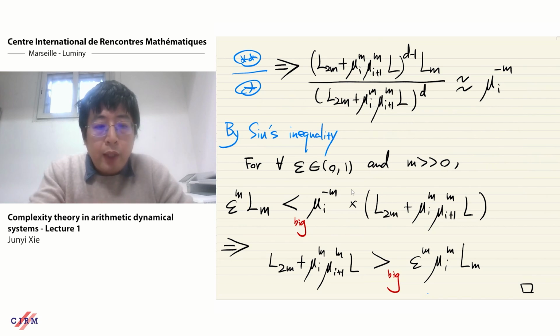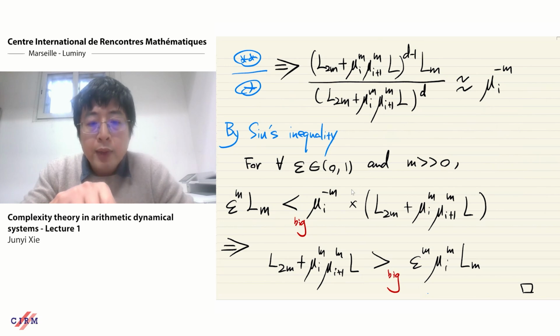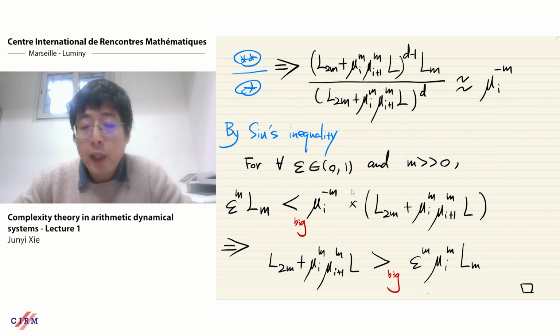we have epsilon mu_i(m) L^d(m) less than mu_i(m) times L^{2}(m) plus mu_i(m) mu_{i+1}(m) L. And then we get the inequality we have.